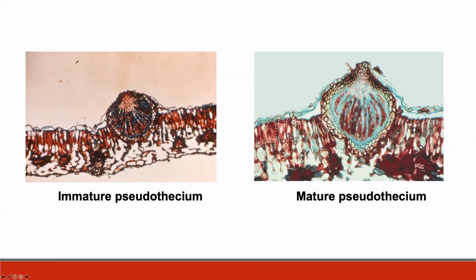On the right is a mature pseudothecium. Again, here's the stroma along the bottom, and now you can see that within the mature pseudothecium, the ascospores have developed. And again, these ascospores develop in the early spring.